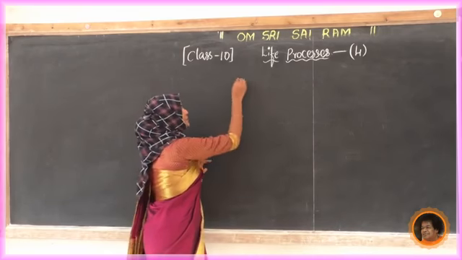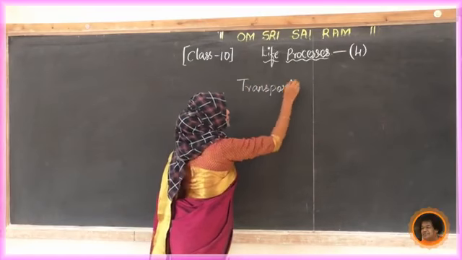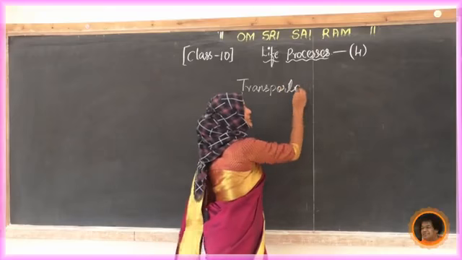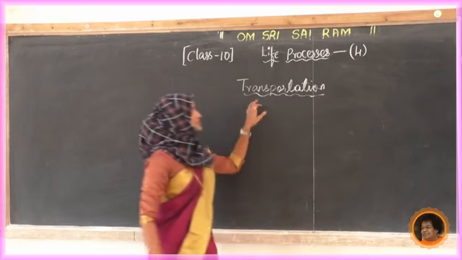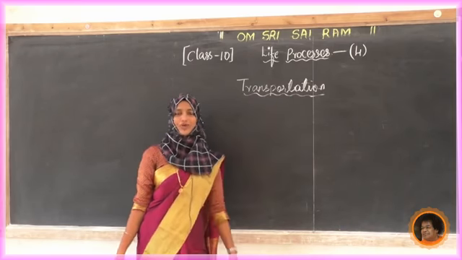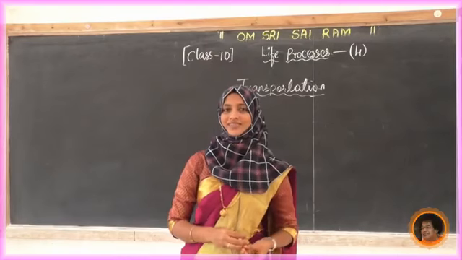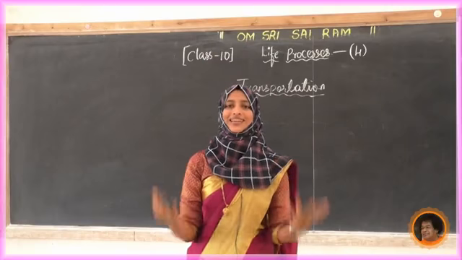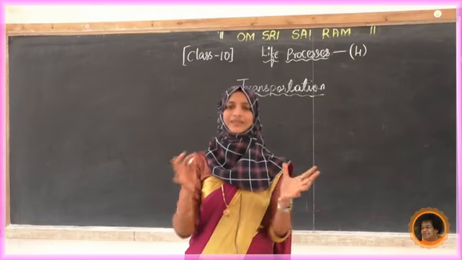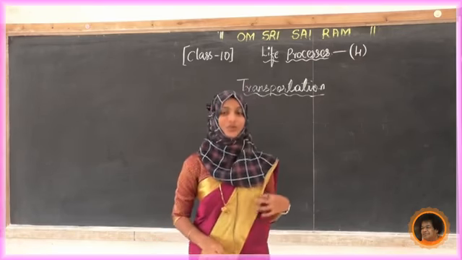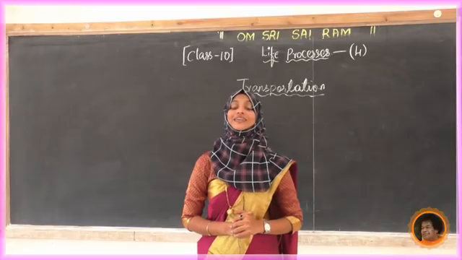Write down the heading, transportation. So what is transportation? Now tell me what it means. It is going to transfer things. The agency that is going to transport things, that system is called transportation. Now in our body there is a transportation system, that is the circulatory system.